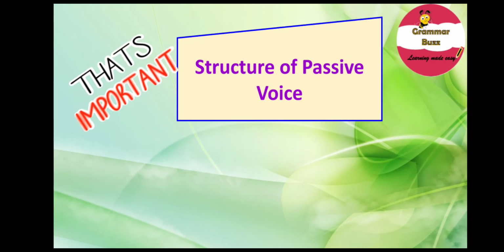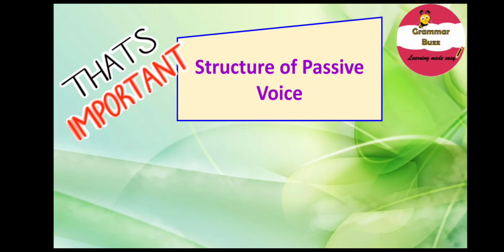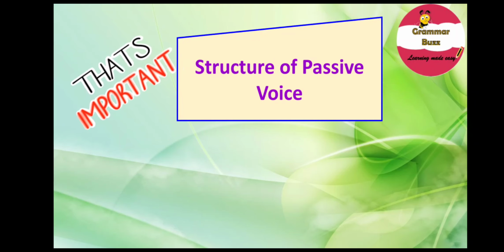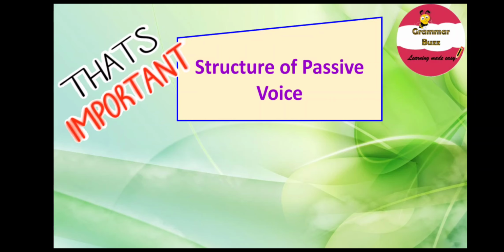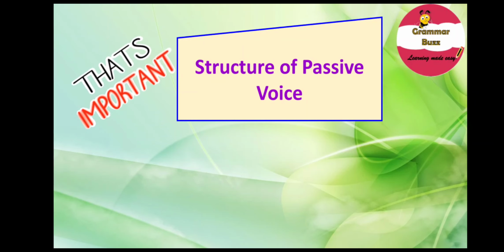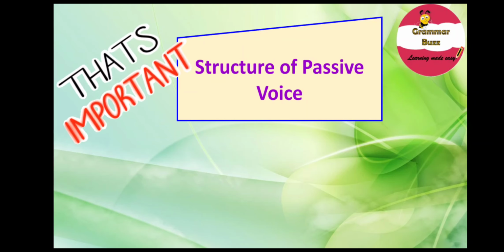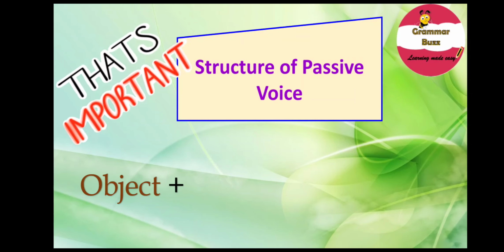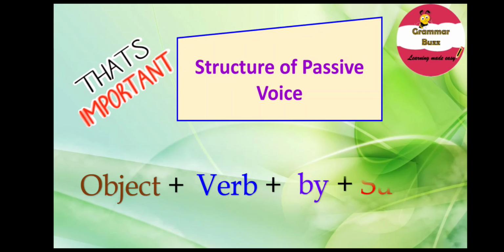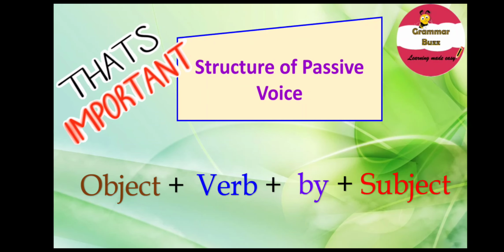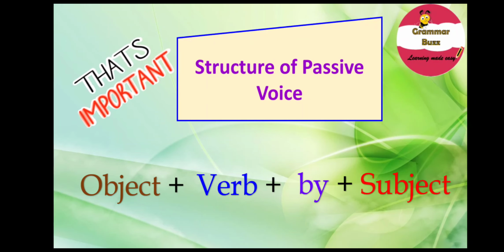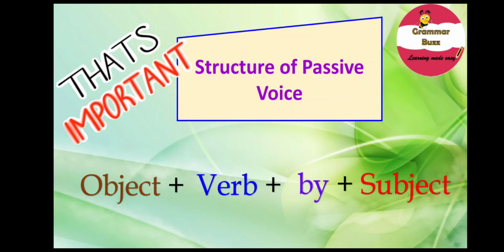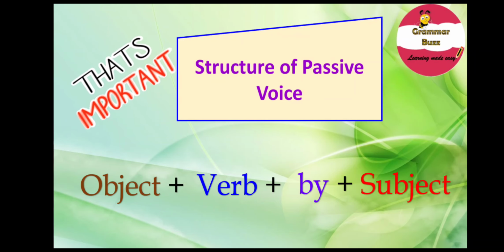So, that's important, the structure of passive voice. So what is the structure of passive voice? You must be knowing that by now. It is the reverse form of active voice, and that is object plus the verb plus by plus the subject. Note, in the passive voice, it is important for you to remember this structure properly.